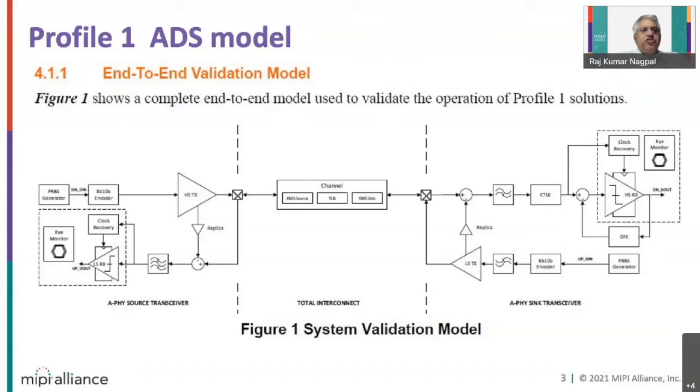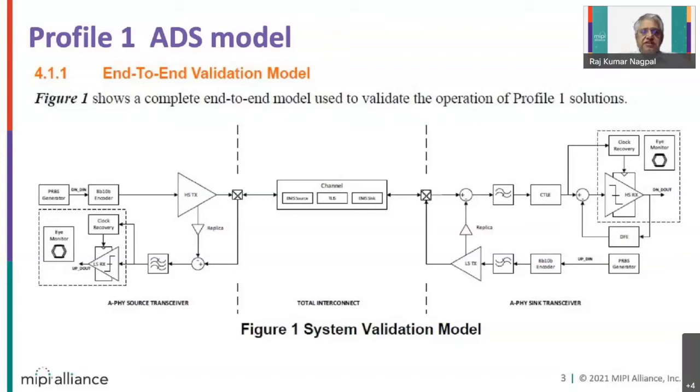When you are doing the modeling of profile 1, there are other noise sources, which I'm going to share in the next slide, but these are the basic building blocks of a profile 1 system model. It has a downlink transmitter and an uplink receiver on my left side. This is this configuration.